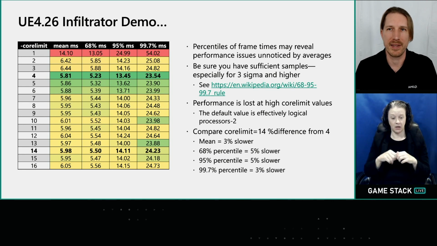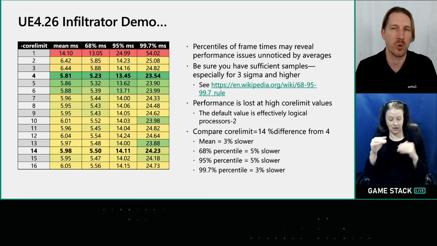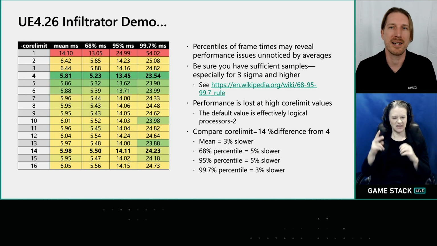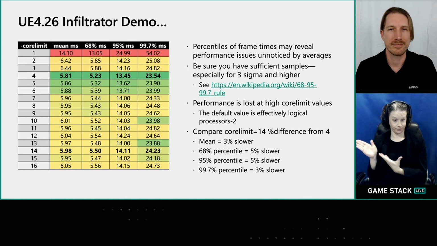Compare the frame times of the effective default to core limit equals 4, the optimal. The difference is 14%. The mean is 3% slower. The 68th percentile is 5% slower. The 95th percentile is 5% slower. And the 99.7th percentile is 3% slower.